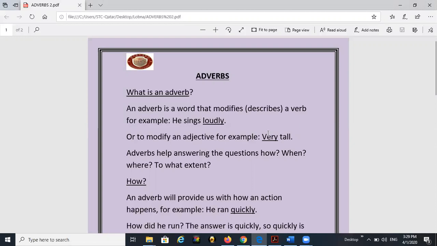Okay, let us explain more. Adverbs help answer the questions how, when, where, and to what extent. The adverb itself helps to answer these questions: how, when, where, and to what extent. Let us see.